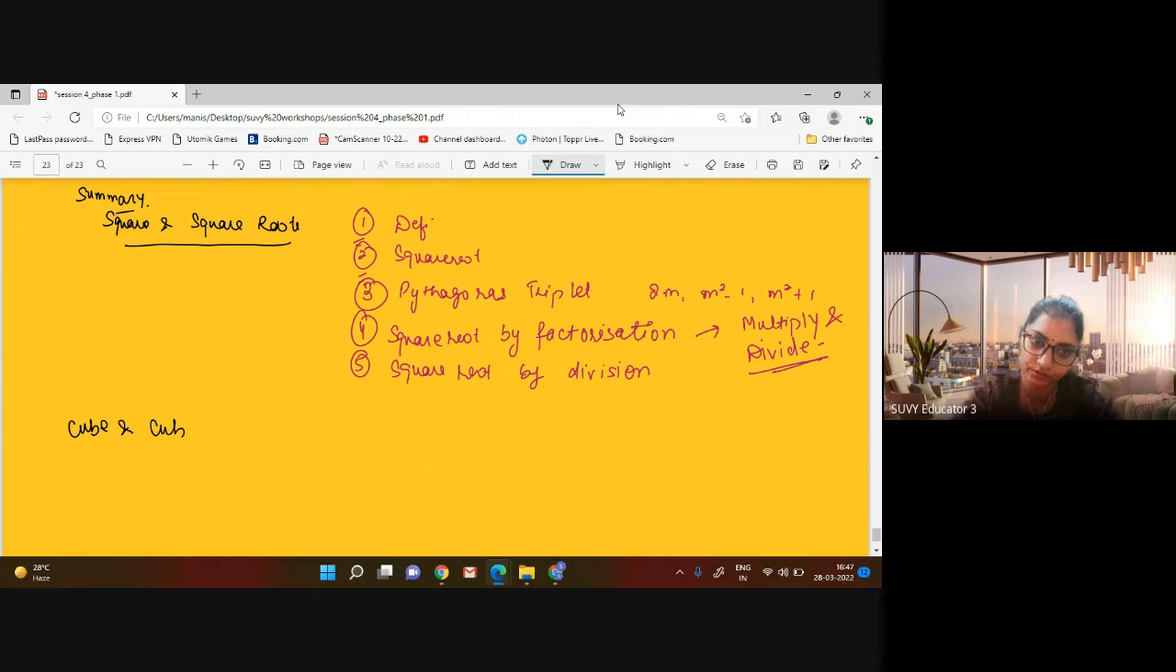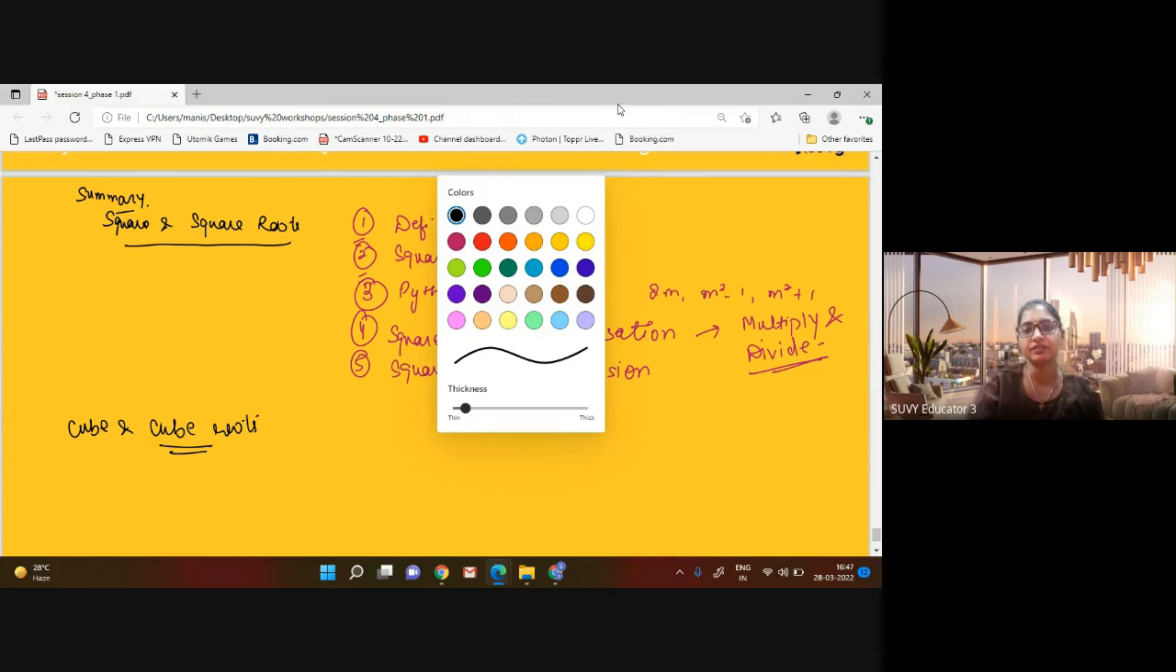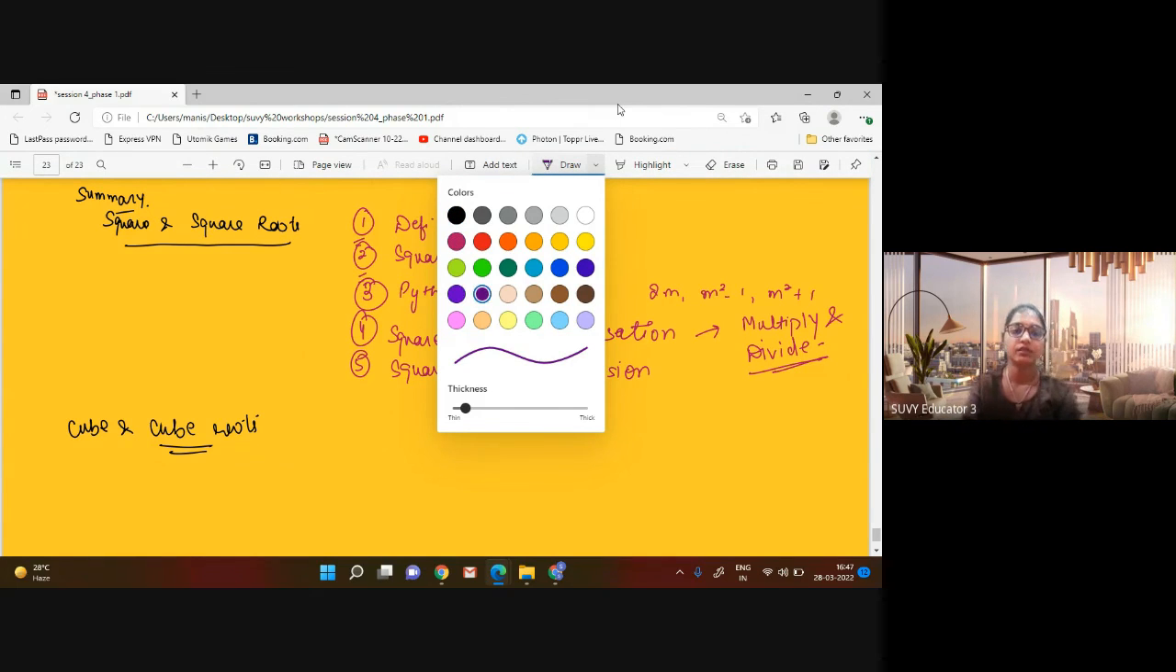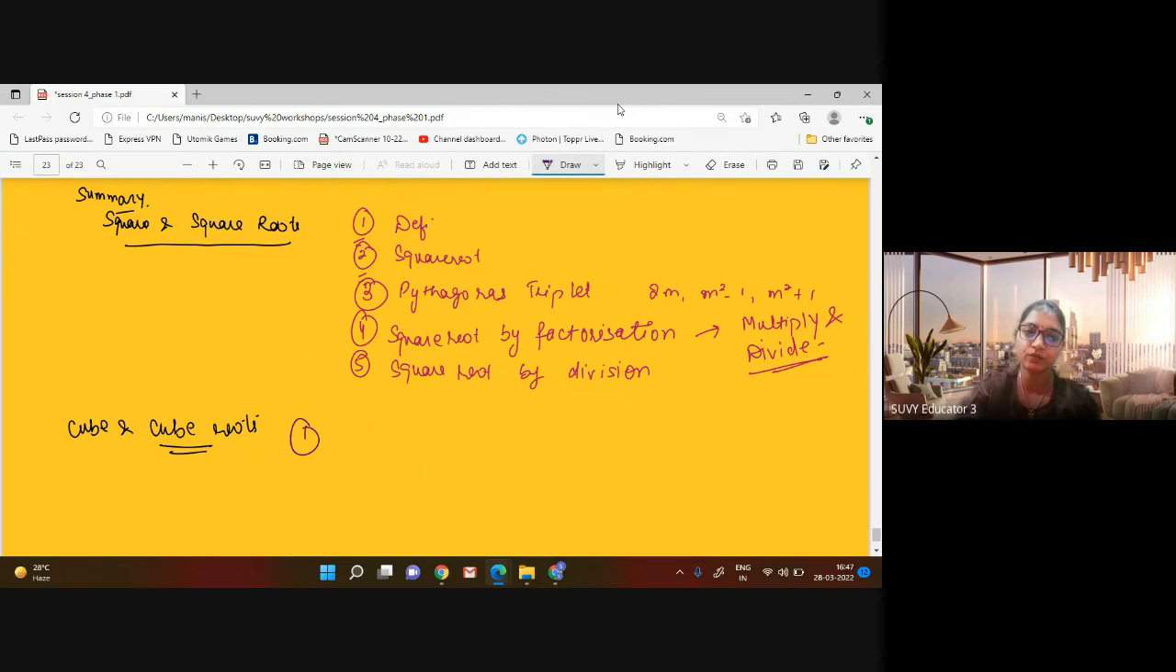cube roots, right? Cube and cube roots. So what is that chapter? Just think of it this way. In cube and cube roots, we have gone through the definition, what is cube and cube root. Second, how to calculate cube root. For that we have only one method, that is factorization, till there.